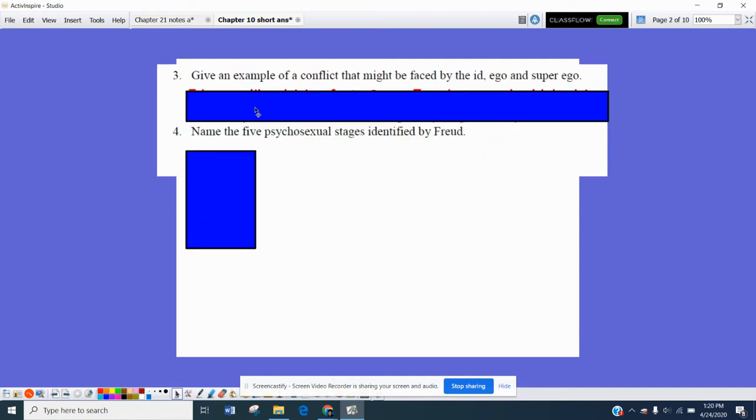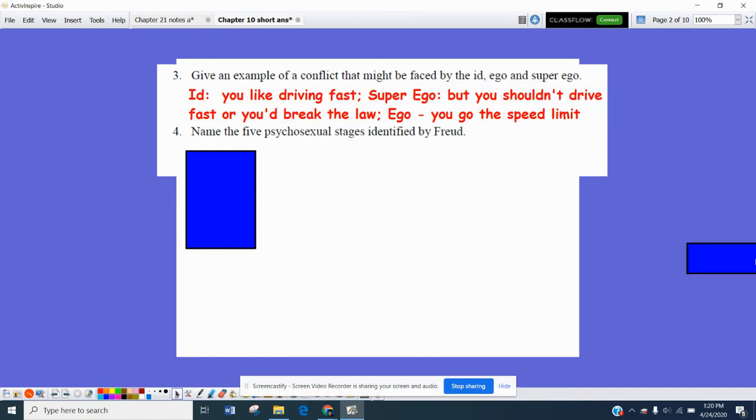Number three, an example of a conflict that might be faced by the id, the ego, and the superego. An example would be like the id would like to drive fast, really fast, and the superego would basically say that you shouldn't drive fast because you'll break the law. But the ego has to mediate between, and so the ego probably decides that you're going to drive the speed limit.